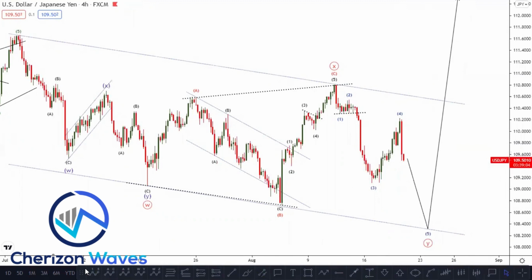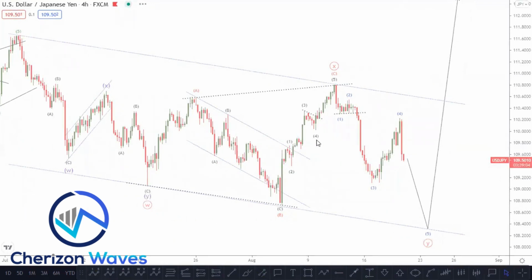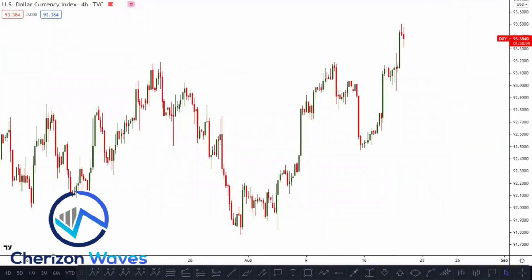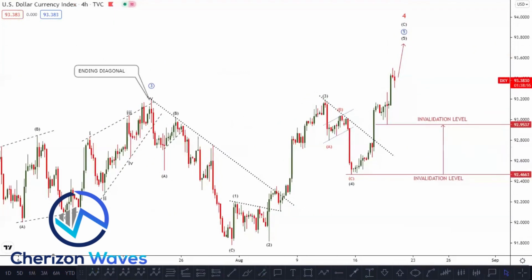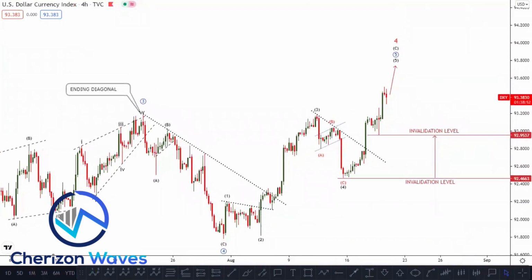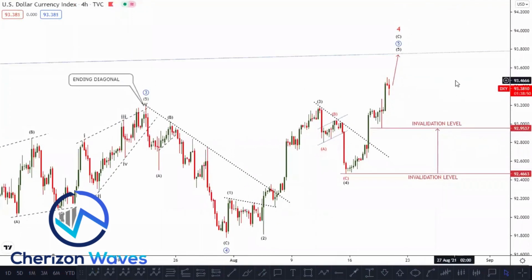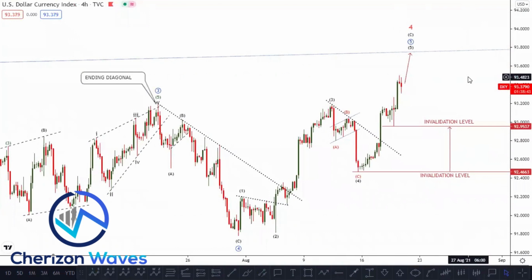So the next pair that we have is the index DXY. This is the US dollar index, the US dollar currency index. This is just used to weigh the USD. And if this index is bullish, that means that the USD is stronger against the other pairs. And therefore, pairs that have USD as the base, or are rated against the USD, will therefore be bearish. And thus pairs that the USD is rated against are therefore bullish.